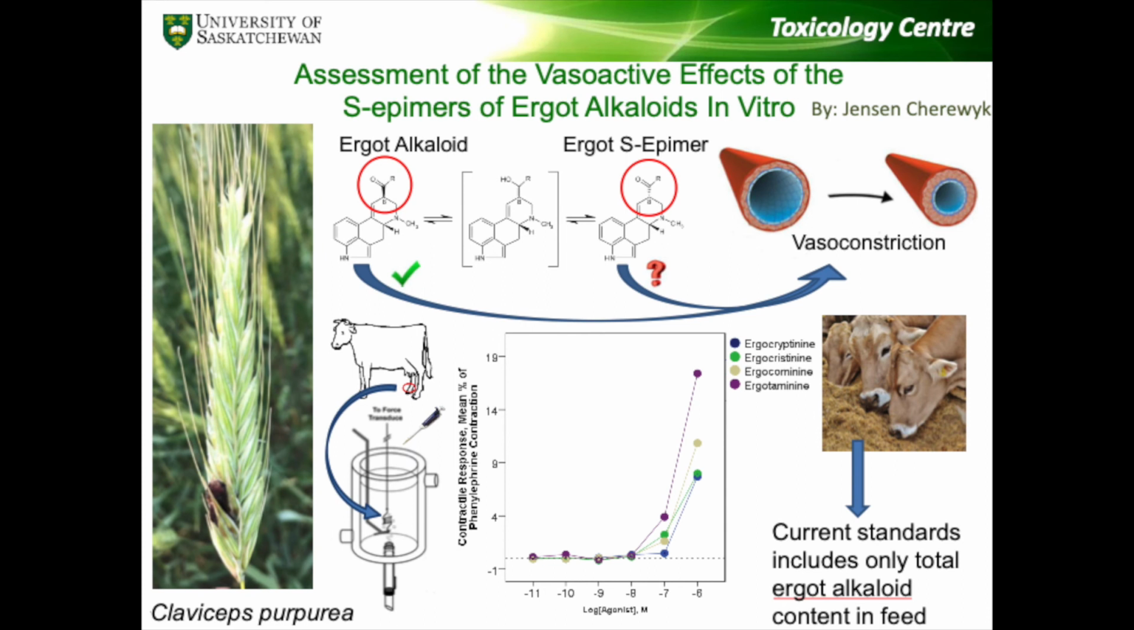So why is this research important and why do we care? Currently, the standards for feed, not only for cows but all livestock, only include total ergot alkaloid concentrations. This does not include the ergot S-epimers. My study indicates that ergot S-epimers are vasoactive, which may lead to toxic effects. So it brings the question, should we include the ergot S-epimers for animals and even humans to ensure their safety worldwide?